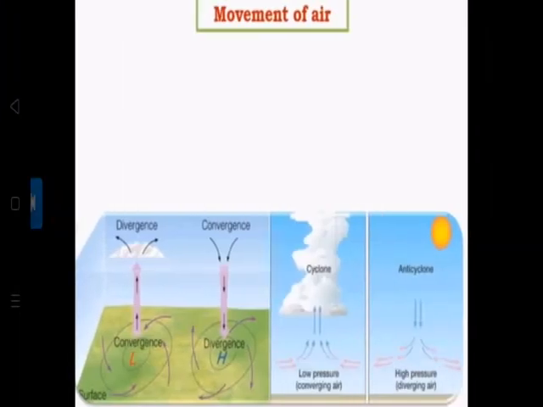Look at the way the movement of air takes place. Divergence, convergence, then there's convergence, divergence. When divergence is high, the convergence is low. In cyclonic and in anticyclonic conditions, how is the pressure? It's low pressure when there are cyclones, it's converging air, and it's high pressure when it's an anticyclone and it's diverging air.